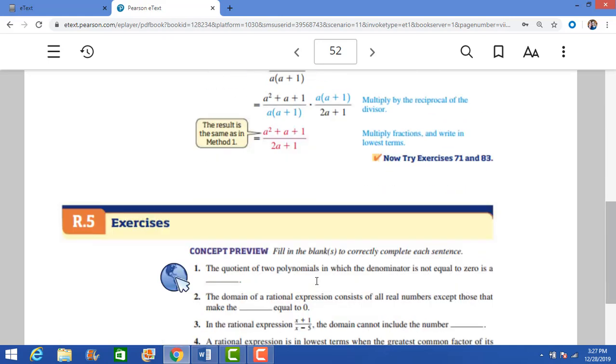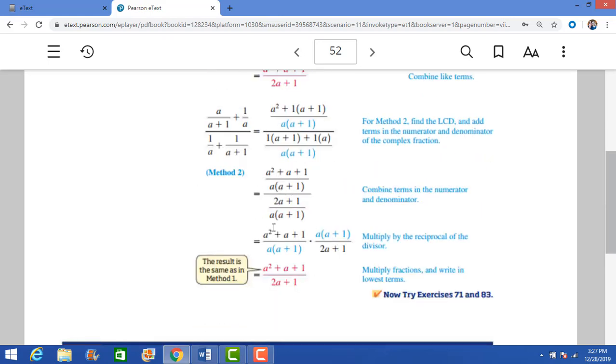Now this is what we end up doing. Method 2 says, now that we've got a fraction with a common denominator here that's the same as the denominator here, we're going to multiply by the reciprocal of the bottom. So we change this to a multiplication problem. Notice that if we multiply across the top and the bottom, we've got a common denominator on the top and the bottom, so we can cancel this with this, and we end up with the same result. So two different methods get the same results.